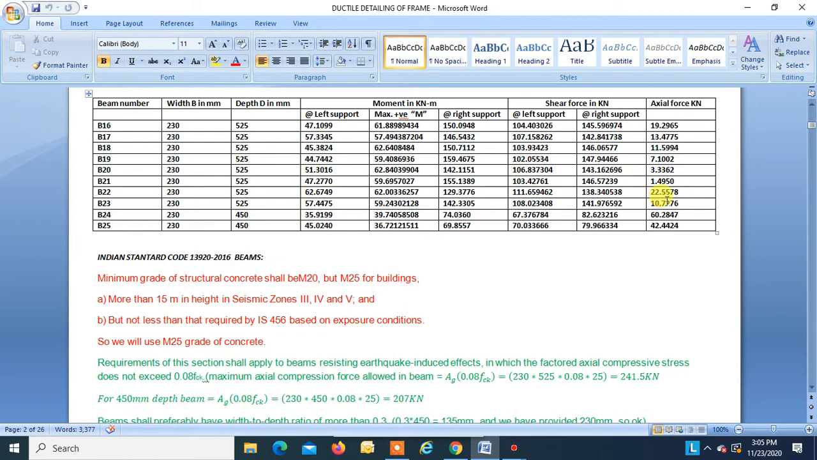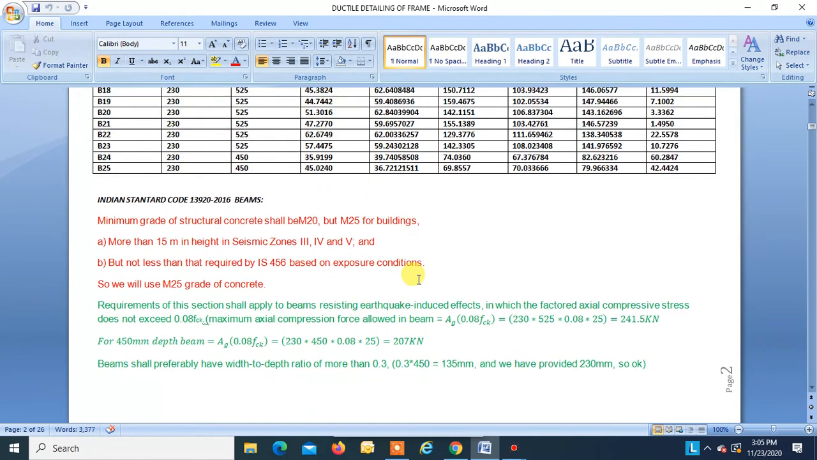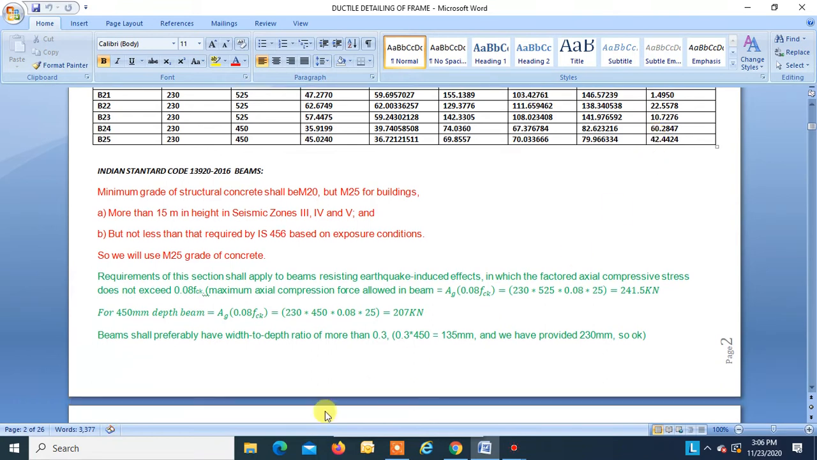We can see over here all these forces are less than this, so we can design all these members as flexure members. Now for beam size 230 by 450 mm, the maximum force is 207, and these two beams are of depth 450 mm, and the axial forces are 60 and 42, which are less than 207. So again, these can be designed as flexure members.